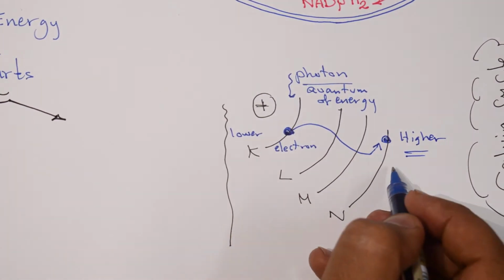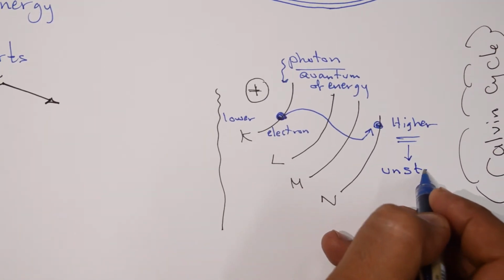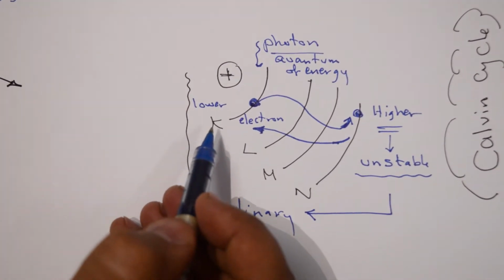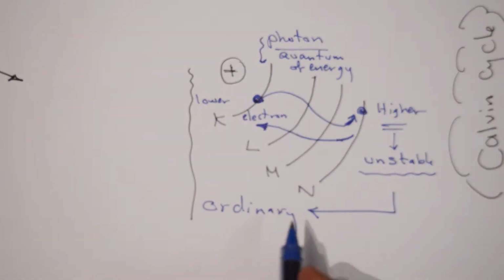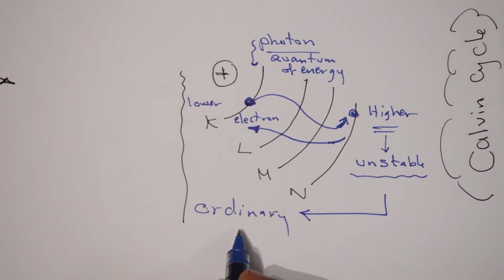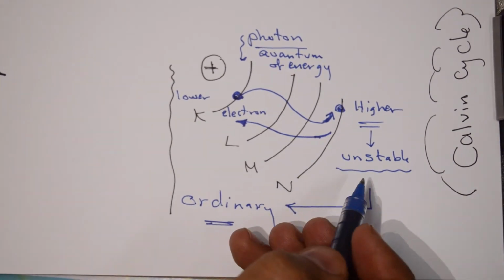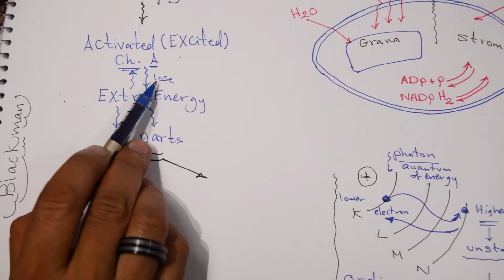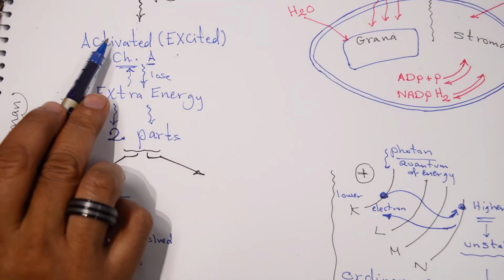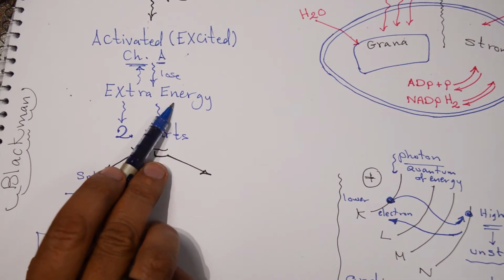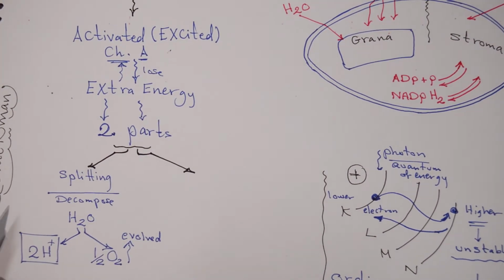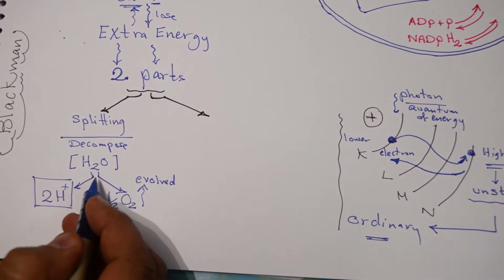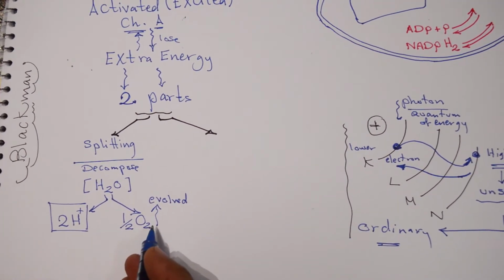But that action makes the atom unstable. To be stable, the electron should return back to its normal level to change the state of the atom from unstable to ordinary. So that quantum of energy should be lost, or excited chlorophyll A will lose that extra energy and return back to its ordinary state. What about that energy? That energy is divided into two parts. The first one is used in splitting or decomposing the water molecule into hydrogen ions and oxygen, which finally is evolved.